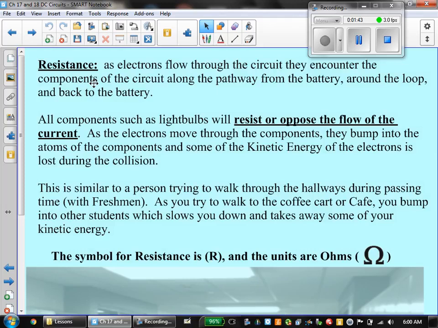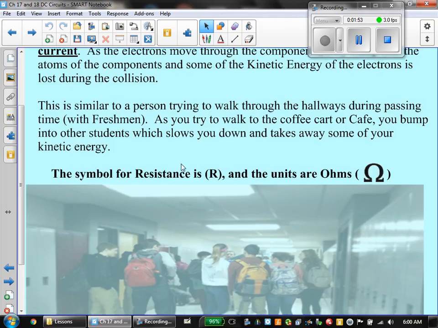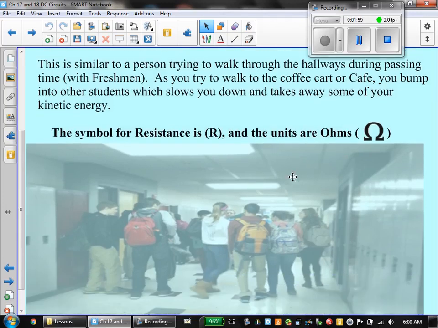And finally, the last thing we typically have in a circuit is something called resistance. The wire does not allow the electrons to flow unimpeded, and so this impedance or resistance to the flow is called resistance. In physics, resistance is given the symbol capital R, and the units are called ohms. I always liken this to freshmen in the hallway. If you're the current trying to get through the hallway and there's freshmen in the hallway, they provide the resistance to block your flow or your current.